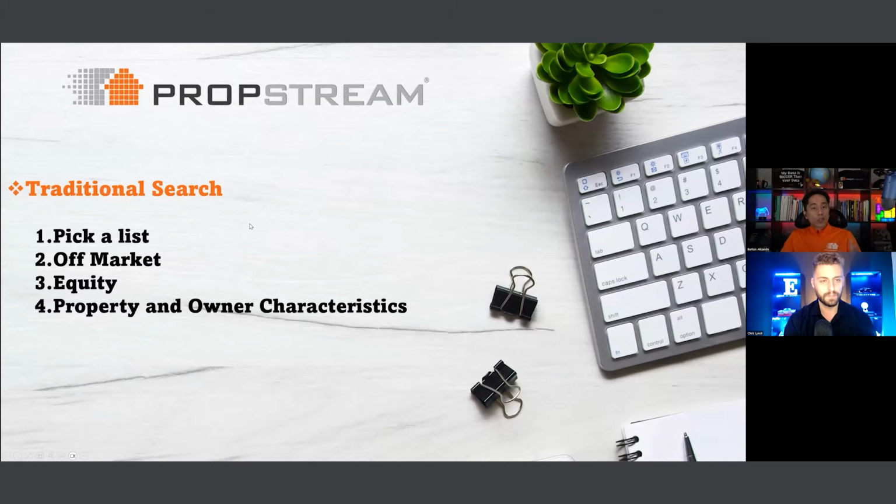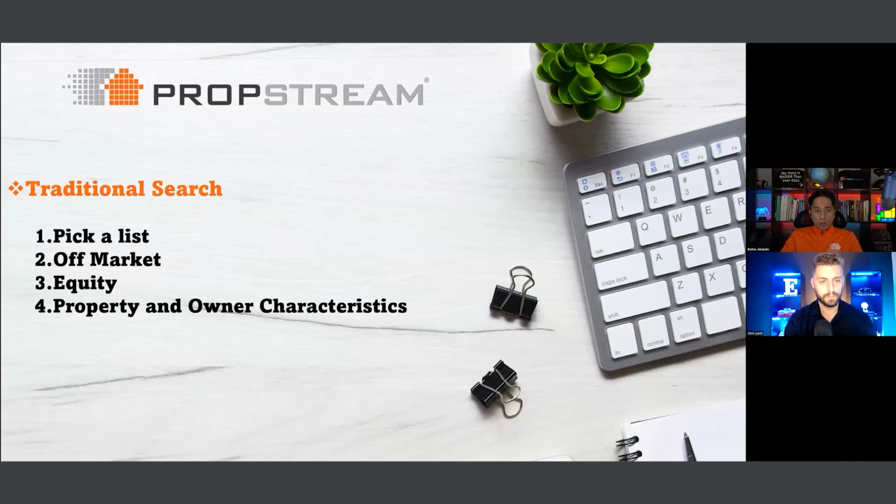So I believe there's two ways to pull a list in Propstream. The first way is the traditional method. So if you're a fix and flipper, if you're a wholesaler, you definitely want to at least follow these guidelines. And feel free to add or take away as you start utilizing it more and more and get better at it. But here's the traditional search.